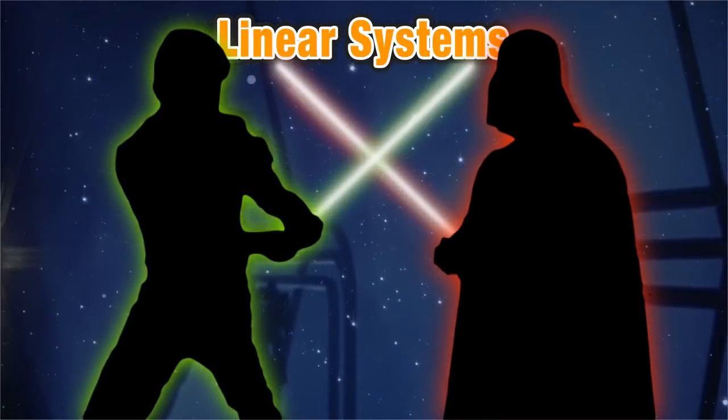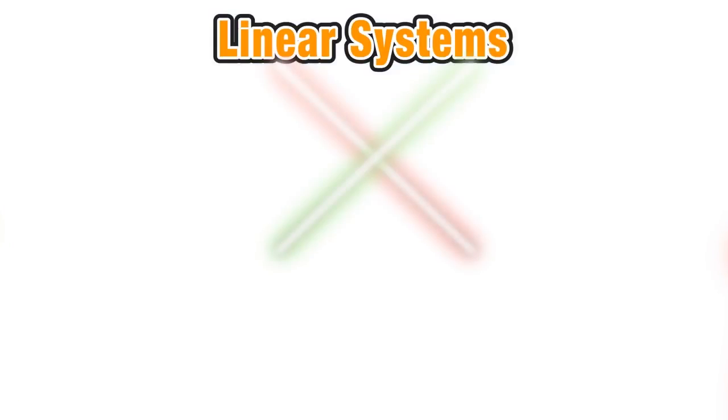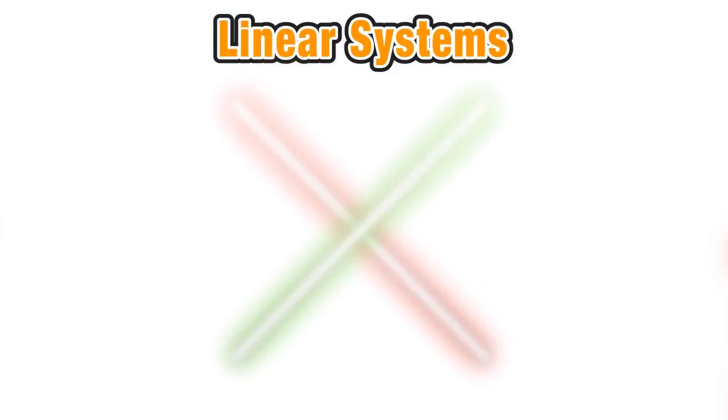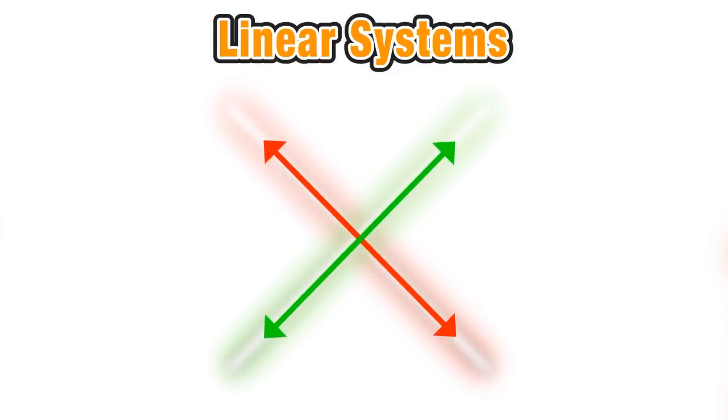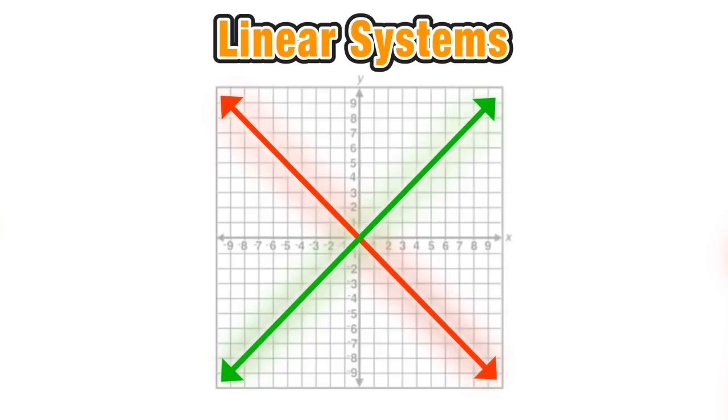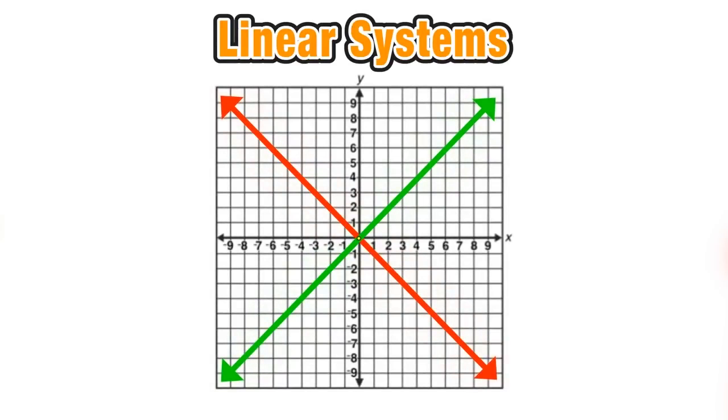Just like a pair of interlocking lightsabers, this lesson on linear systems is going to discuss intersecting lines on the coordinate plane. And when those lines intersect, the point in which they hit each other will be called the solution to a system of linear equations.